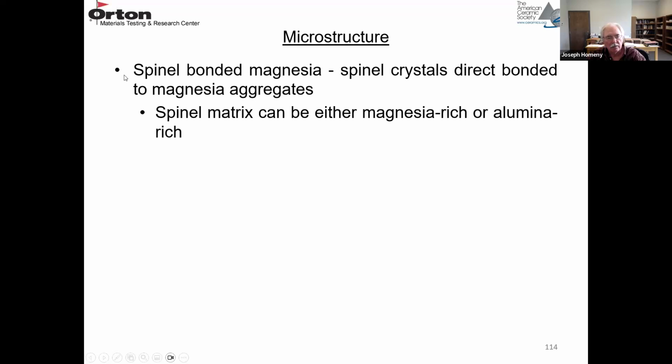And then the second thing I mentioned was the magnesia aggregates in the spinel matrix. So that's the spinel-bonded magnesia. So the spinel crystals are direct bonded to the magnesia aggregates. So you have MgO aggregates in the spinel matrix. That spinel matrix can either be magnesia-rich or alumina-rich, or it could be stoichiometric spinel. So there's a lot of flexibility in these compositions and how you put these refractories together.